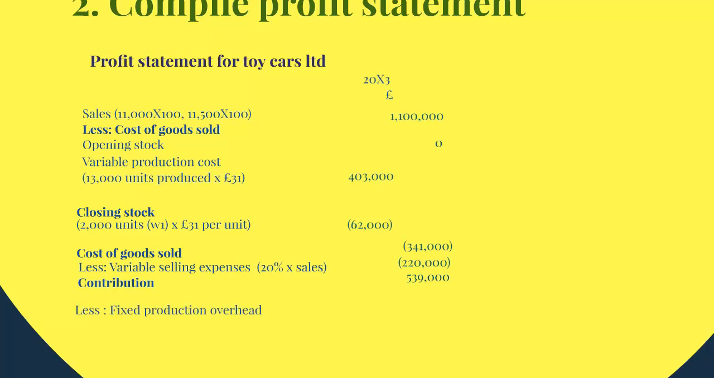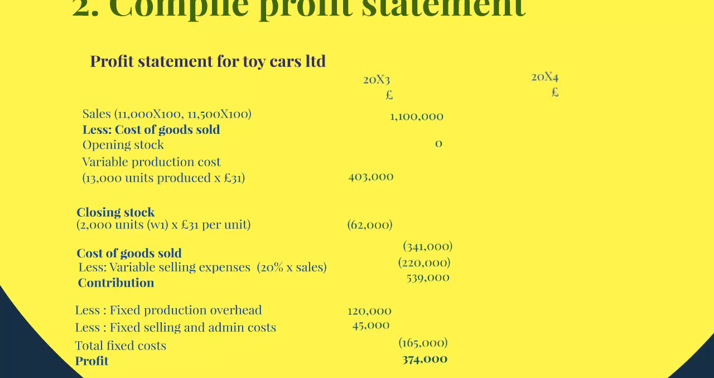£539,000. So in total, the selling of these products pays off £539,000 towards fixed costs. And we know our fixed costs were 120,000 for fixed production overheads and 45,000 for selling and administrative costs, giving us total fixed costs of 165,000. So now we deduct our fixed costs from our total contribution to give us our profit, which was £374,000. So now let's take a look at the second year.